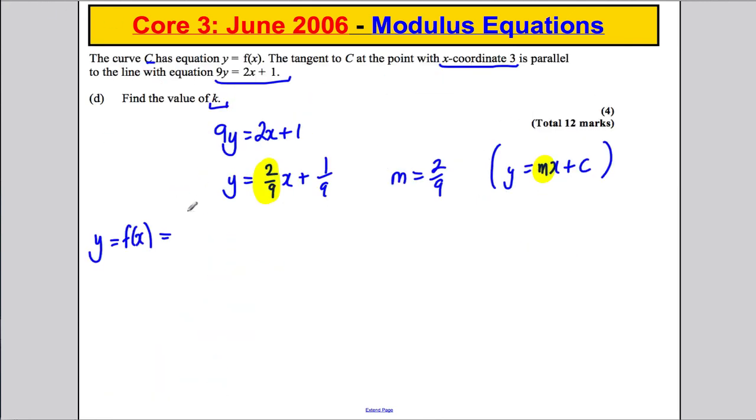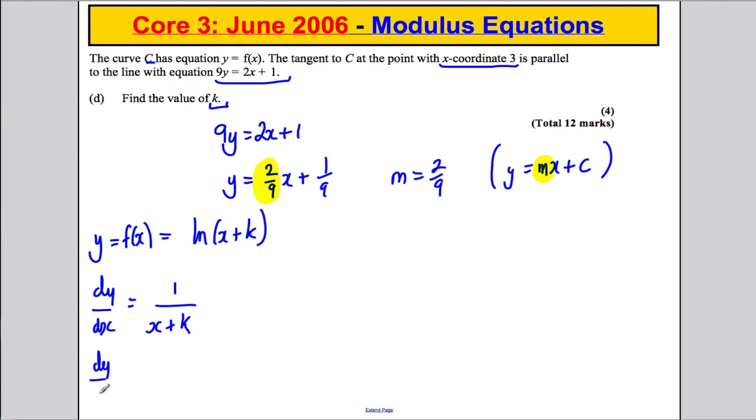So that's ln of x plus k. That's the graph. So what's dy by dx? dy by dx is the differential of the brackets, which is 1, over the original bracket, x plus k. Now I know that is also the gradient of the tangent at any point.